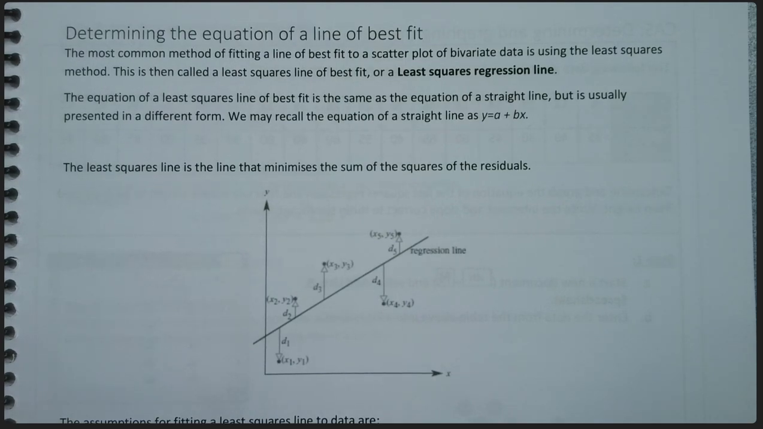Cool. So determine the equation of the line of best fit. It sounds horrible, but it's not, because you guys have got CASs and it's going to make it very easy for you in the future. However, we do need to know how to do it by hand.